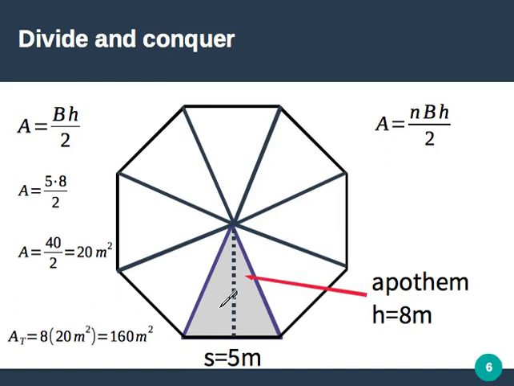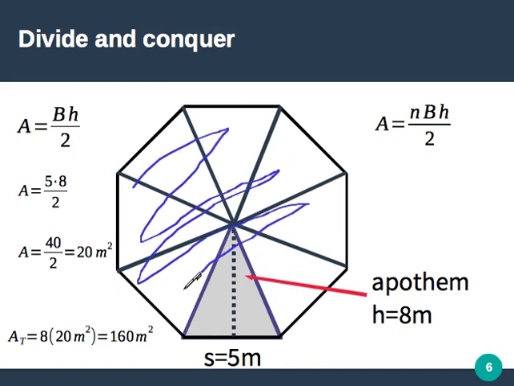And what's going to be next? What do I have to do to get the full area of this shape? Well, each of the triangles has an area of 20. And how many triangles do we have there?